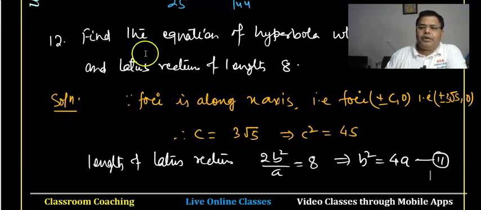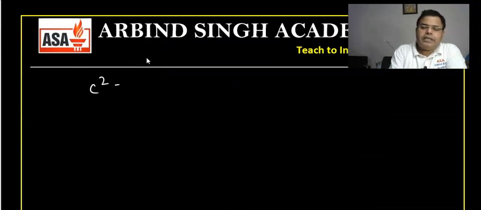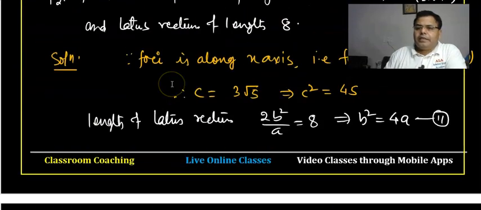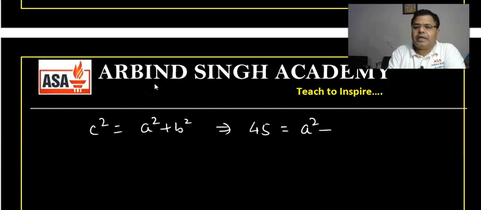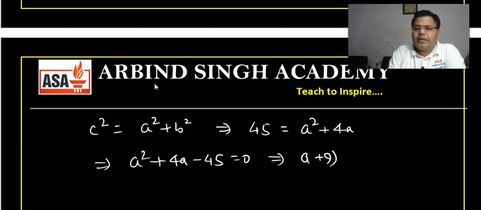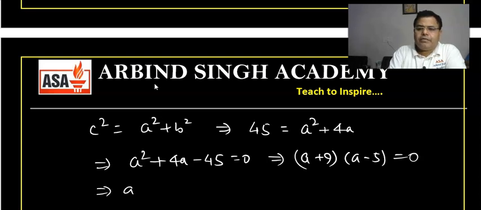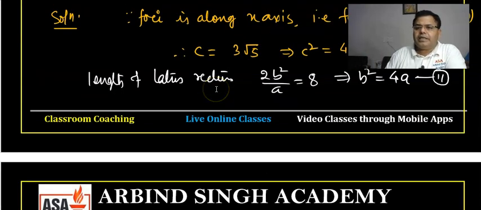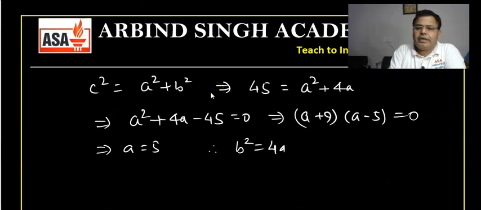This is the second condition. Now we know c square is equal to a square plus b square. This implies c square is 45 and b square is 4a. In place of b square I can write 4a. So a square plus 4a minus 45 is equal to 0. This implies (a plus 9)(a minus 5) is equal to 0. This implies a is equal to 5, because a is always taken as positive, so it cannot be minus 9. And now a is 5, and therefore b square is equal to 4a, that is 4 into 5 is 20.